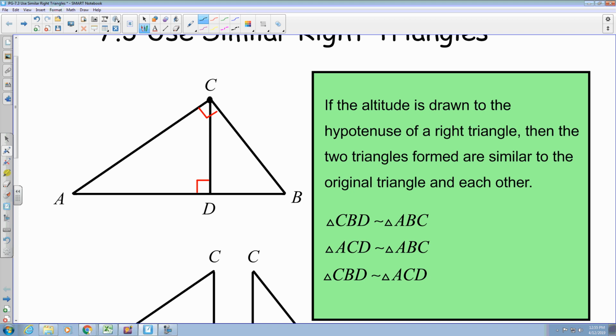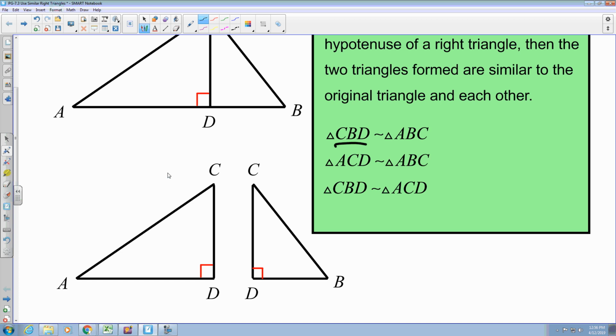And what that does is it creates two separate right triangles, the sides of our large right triangle. What makes this nice is not only are triangle CBD and triangle ACD similar to triangle ABC, but also the two triangles that are formed are similar to each other as well. So I separated them here on the bottom. Triangle CBD is also similar to triangle ACD.